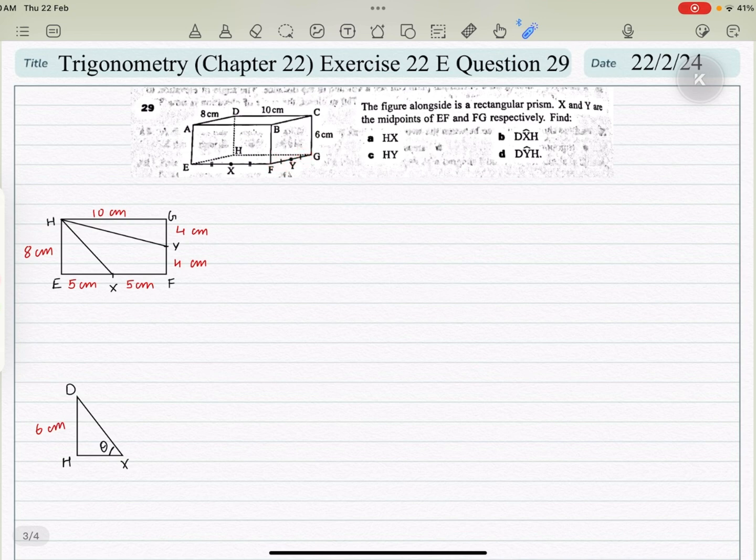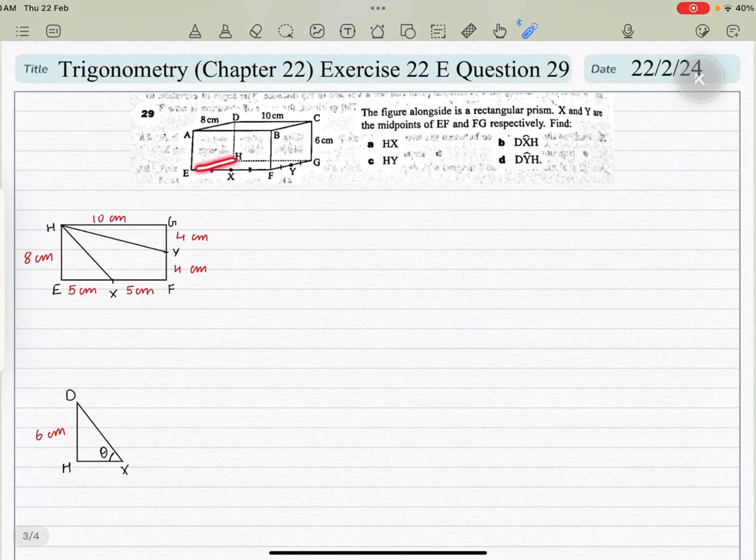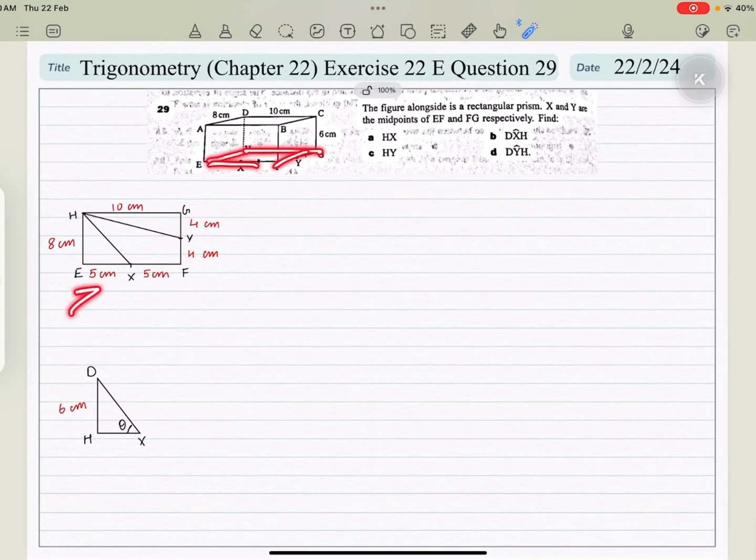We have to find HX, HY, angle DXH and angle DYH. Firstly, we'll look at HX. This is HX. So I pulled out the rectangle HGFE right over here so that we can see it more clearly. So we know the property of rectangle that the opposite sides are equal to each other.